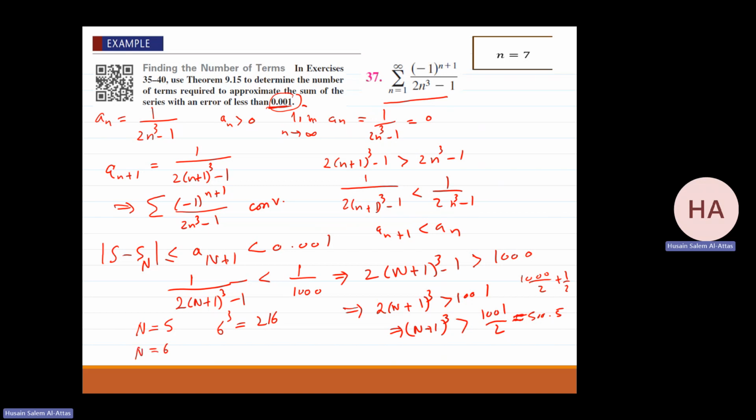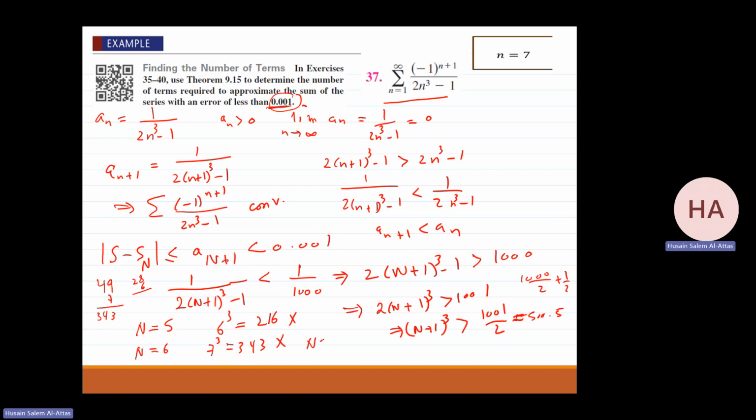N equal 6. So I have 7 cubed. 7 cubed is 49 times 7, which will be 343. Which is still not reaching this.